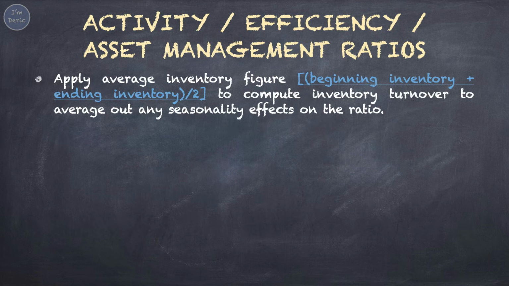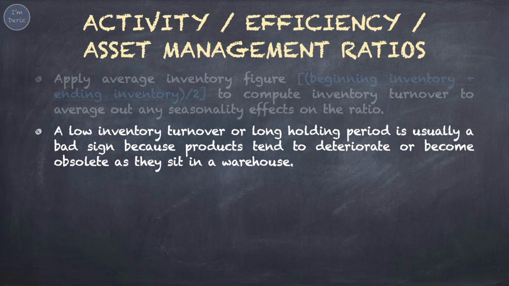For inventory turnover ratio, usually we apply the average inventory figure. To calculate average inventory, we take beginning inventory plus ending inventory divided by 2. This is to average out any seasonality effects on the ratio. Seasonality effects mean certain months the company may have higher inventory while others may have lower inventory. A low inventory turnover or long holding period is usually a bad sign, because products tend to deteriorate or become obsolete as they sit in a warehouse.